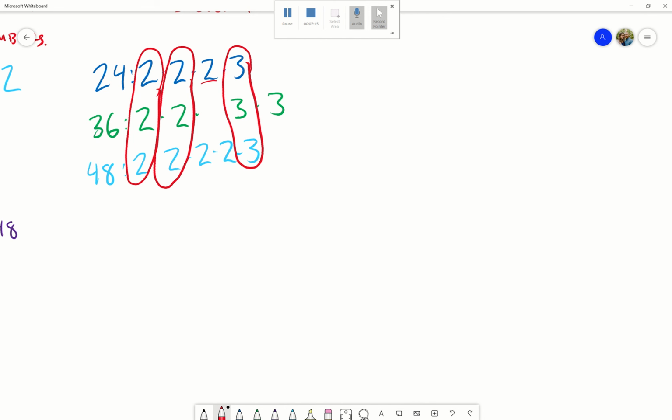24 has a 2, but 36 doesn't have any more 2's. 36 has a 3, but nowhere else has a 3. 48 has a couple more 2's, but again, 36 doesn't have any 2's, so the 2's can't be in common anymore.